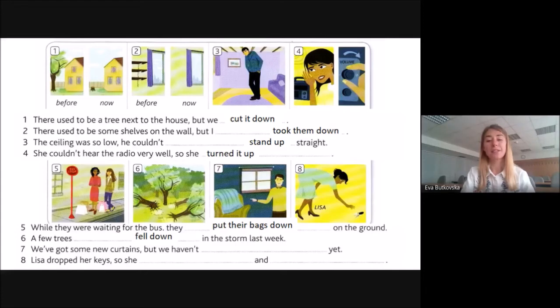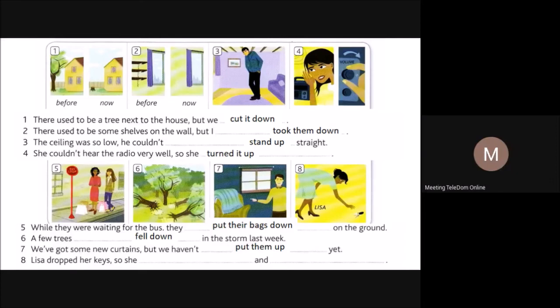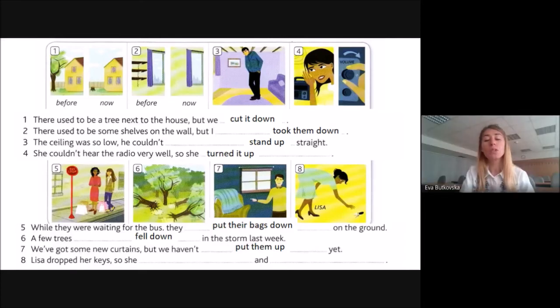So what about number 7? We've got some new curtains, but we haven't yet. So something we haven't done yet. Think about the phrasal verb to use. But we haven't put them up. You could say we haven't put the curtains up yet. So we didn't put them on the wall.